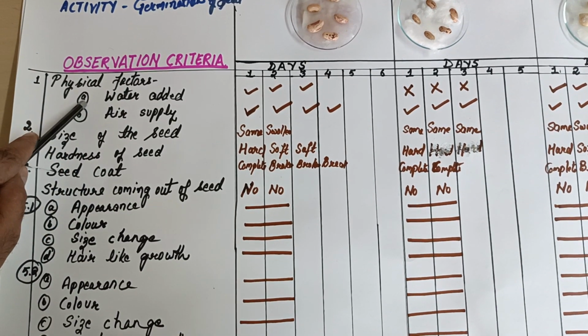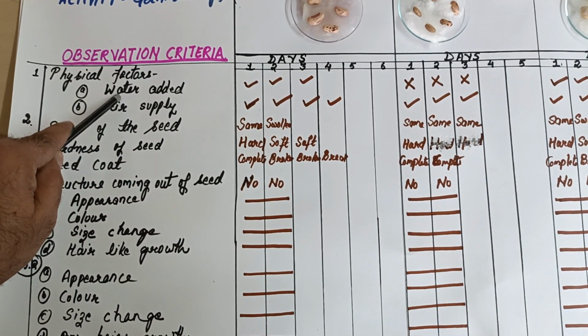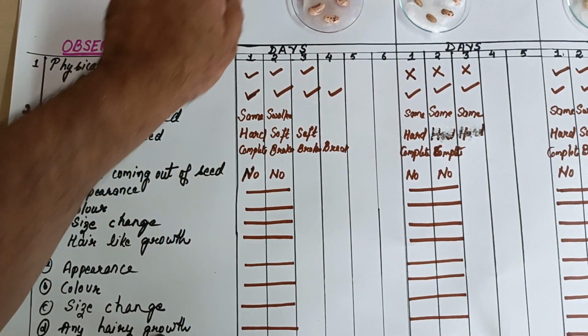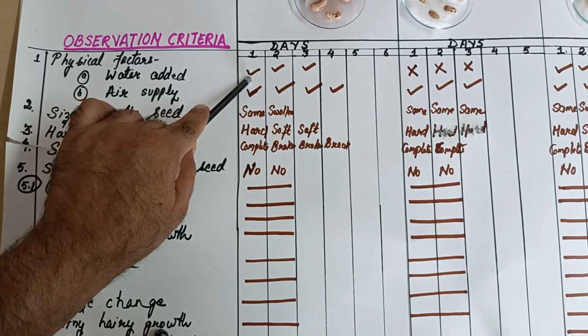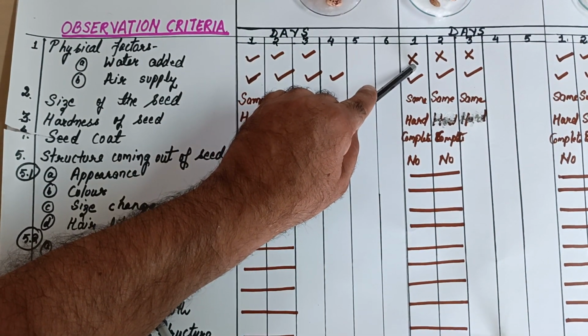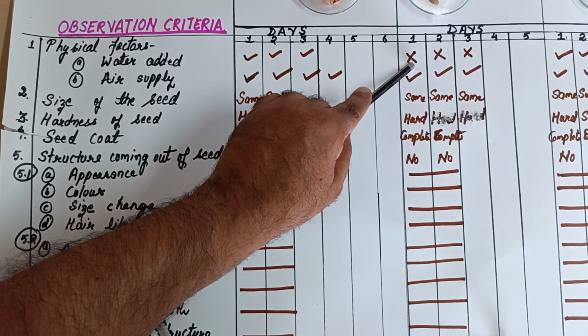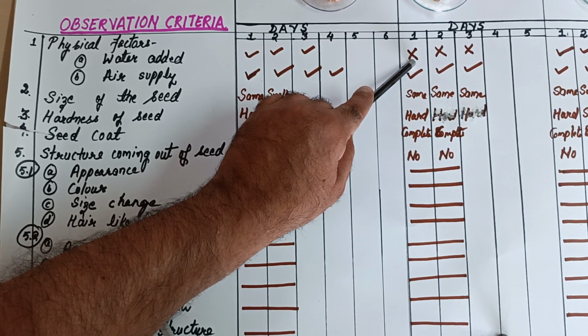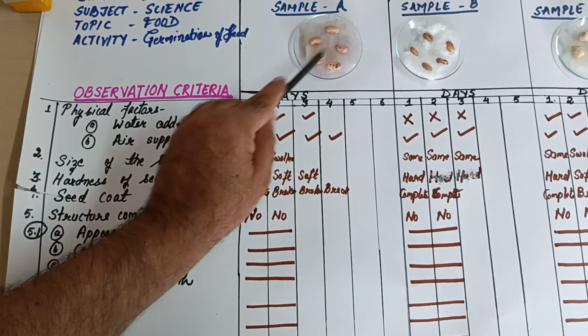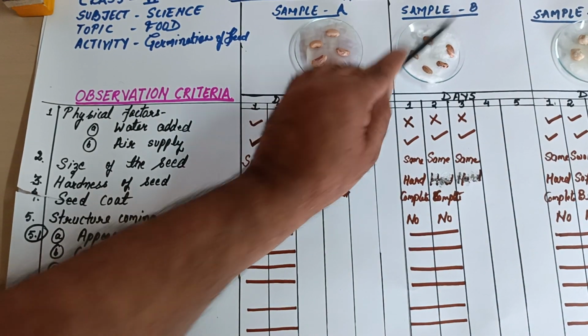The first factor that we have taken is water. Water has been added or not. On the day 1, sample A, day 1, water has been added. Similarly, in sample B, day 1, water has not been added. So here the variable factor is water present and water absent in sample B.